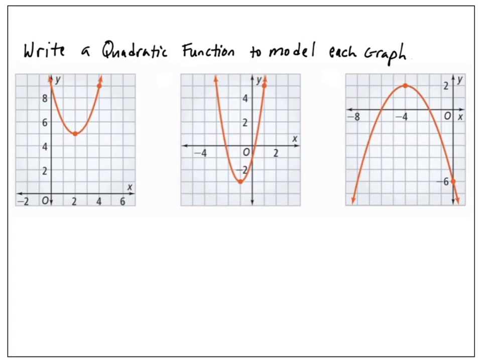Here they want us to write a quadratic function to model each graph. So we're going to have to find some key information to do this. We're going to have to find the vertex. Then we have to determine if there's any stretch or shrink based on that information.